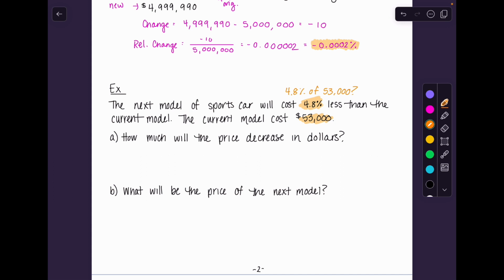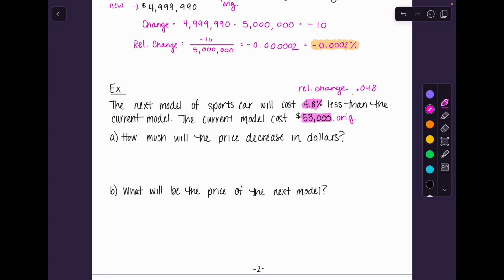Okay. But to tie this in with what we've known, this 4.8% is our relative change. So instead, we're going to go about that approach, but again, you don't need to go through this method, okay? So here, this 4.8% is giving us the relative change. And we don't want it as 4.8. We have to put that as a decimal. So as a decimal, that is 0.048, okay? The 53,000 is our starting value. So this is our original amount, okay?